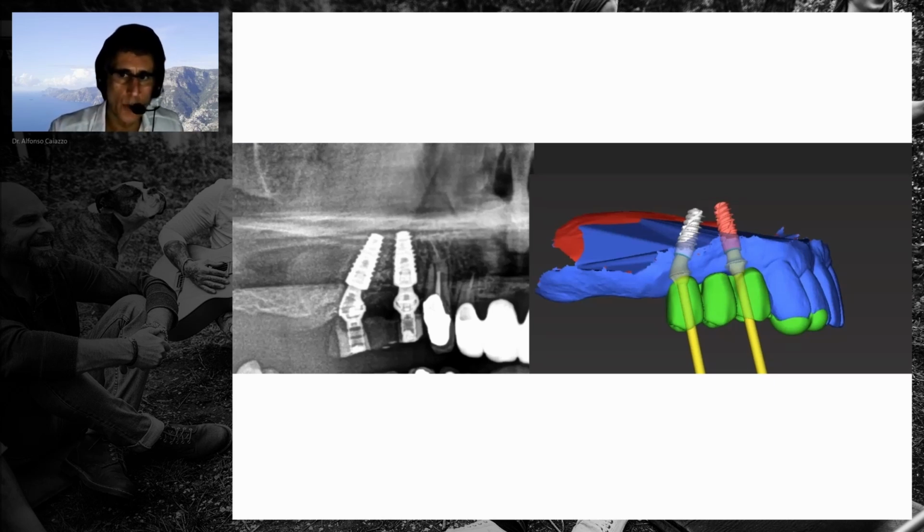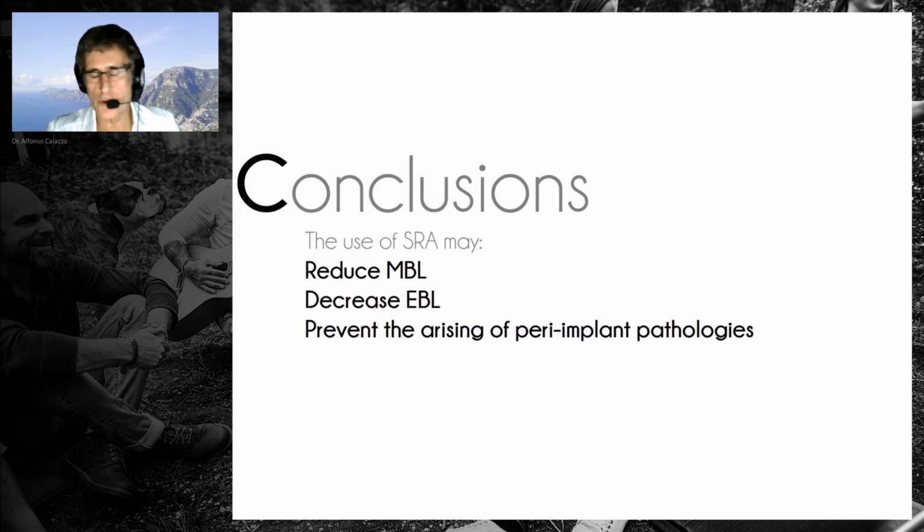But what can we say as a conclusion? As I said at the beginning, this is cost effective just when you buy the SRA, but then in preventing the marginal bone loss, that is something you can achieve with the use of SRA in all your cases. You're definitely saving money, because the patient won't come back to your office to be treated for perimplantitis.